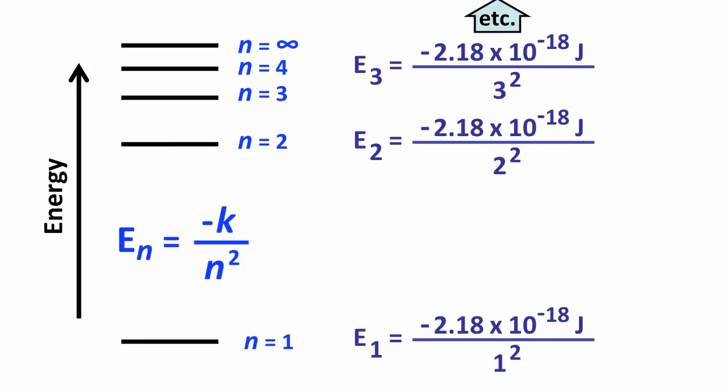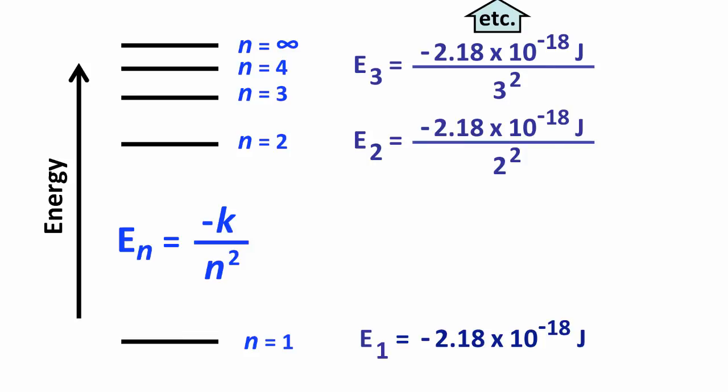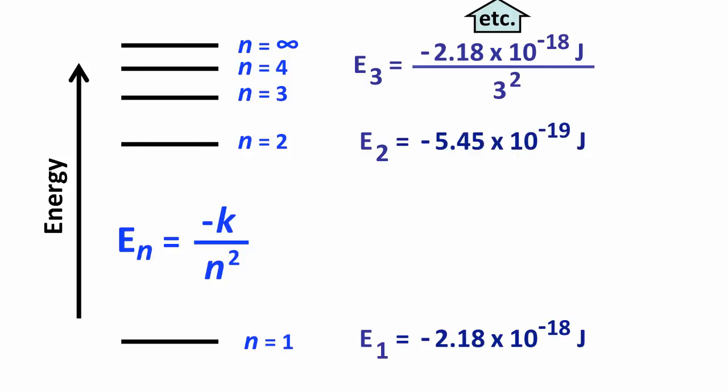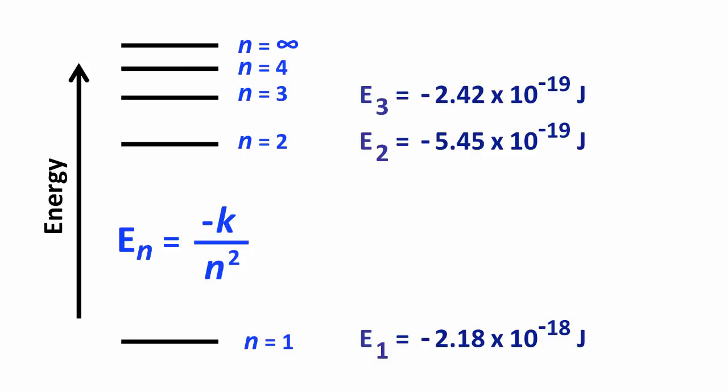And now, of course, we can complete the calculation. The k value, negative 2.18 times 10 to the minus 18th joules, divided by 1 squared, is, of course, the same number. Dividing by 2 squared, or 4, gives us negative 5.45 times 10 to the minus 19th joules. Dividing by 9, 3 squared, gives us negative 2.42 times 10 to the minus 19th joules. And then if we keep going, we can get E sub 4 and E sub 5.